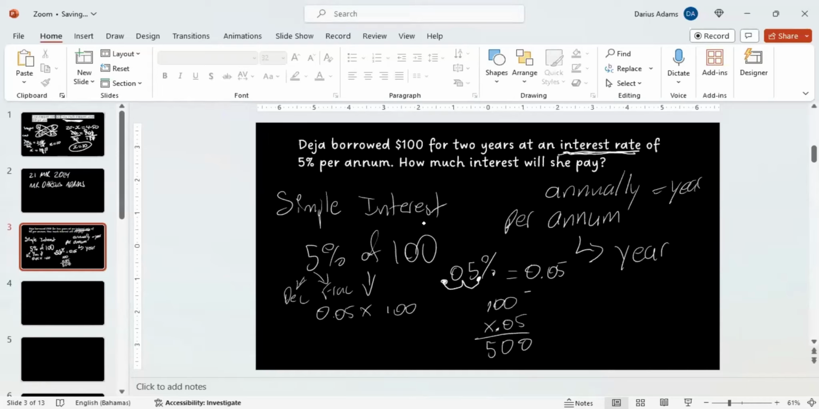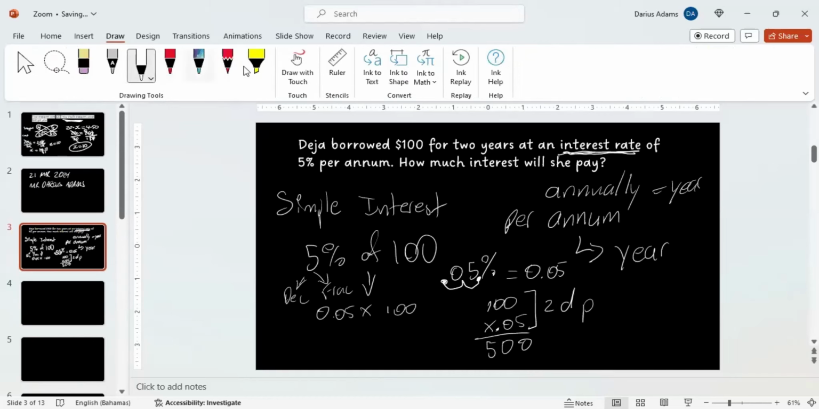Now with this, is 500 my answer? No, it's not. In all of this, I have two DP, and D stands for decimal, P stands for places. Let me draw. The 0 right here, which is highlighted in yellow, is one decimal place. The 5 is another decimal place. So in total, for this entire problem, we have two decimal places, which means my answer needs to have two decimal places.